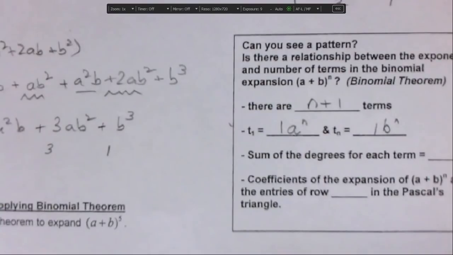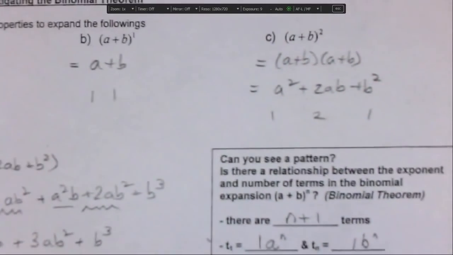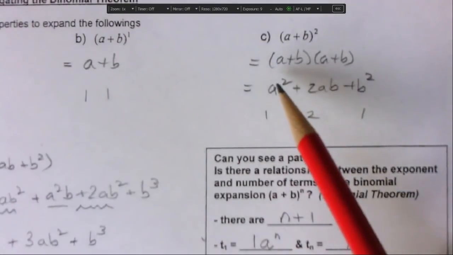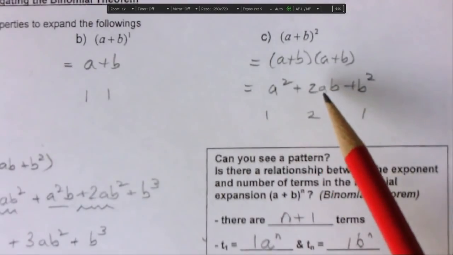Okay, notice the sum of the degrees for each term. Let's look at what they mean by this. If we take, say, this one, this term has degree 2. Degree is the sum of the exponents of the term. So this one has degree 2.